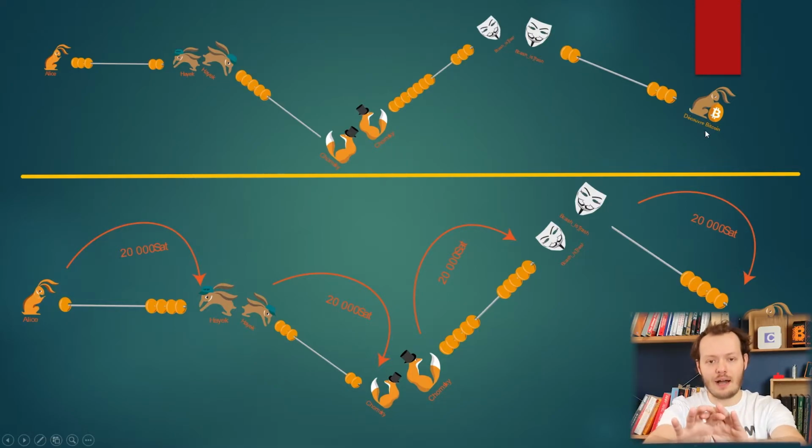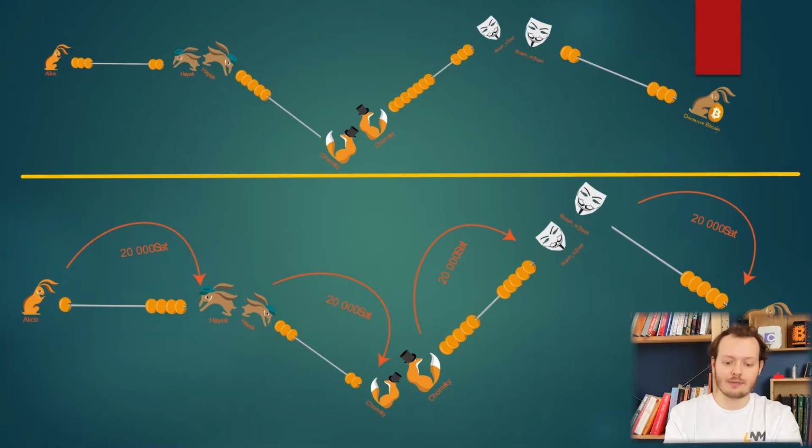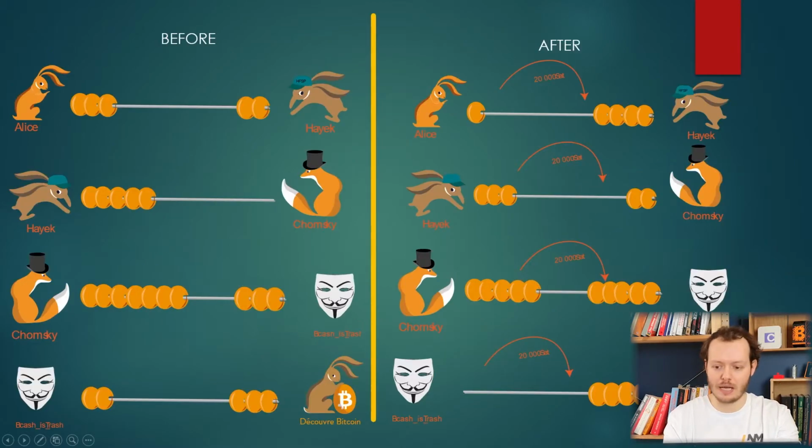If this is our road, if this is our connection, let's say Alice wants to send 2 out of 2. We're simply going to say 2, we don't need the out of, simply 2 to Bob. What's going to happen? She's going to pay Hayek 2. And she can, because she has 3 on her side. Then Hayek is going to send 2 to Chomsky. Chomsky is going to send 2 to Bcash is trash. And Bcash is trash is going to send 2 to Découvre Bitcoin. So if we go back, it's exactly that. They're all going to send the money because we asked to pay Découvre Bitcoin.